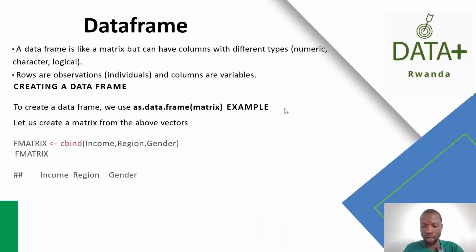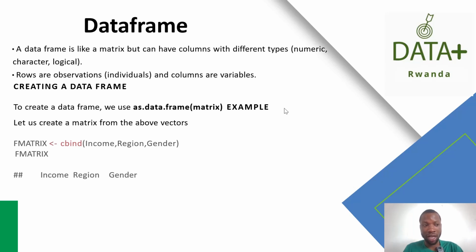So without taking much time, the data frame is like a matrix, but it can have columns with different data types, as I told you. We can have numeric, character, and logical at the same time, no matter what, but make sure that you understand the difference. Creating a data frame is simple. We can take a matrix and transform it into a data frame, where we can take the numerical value and then calculate it, or convert it into a character.